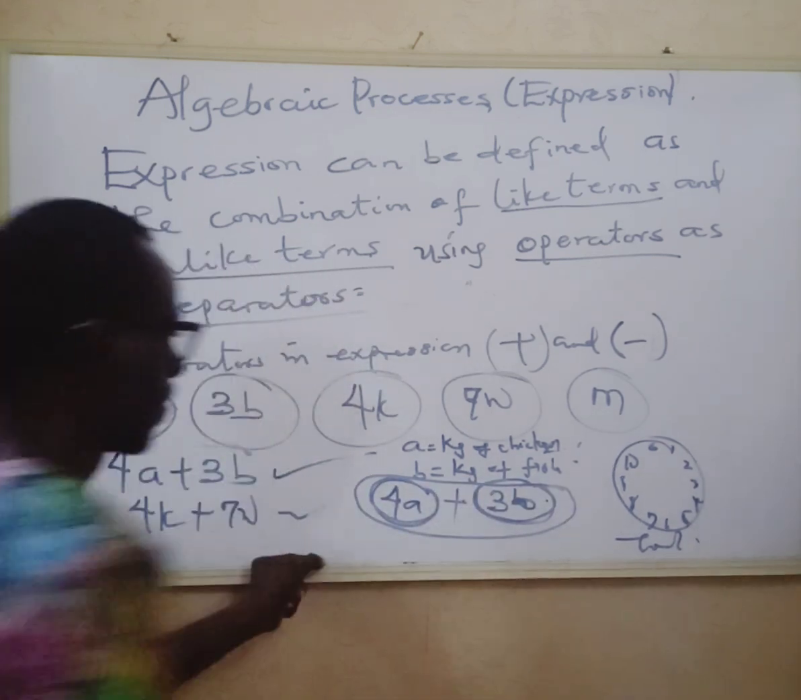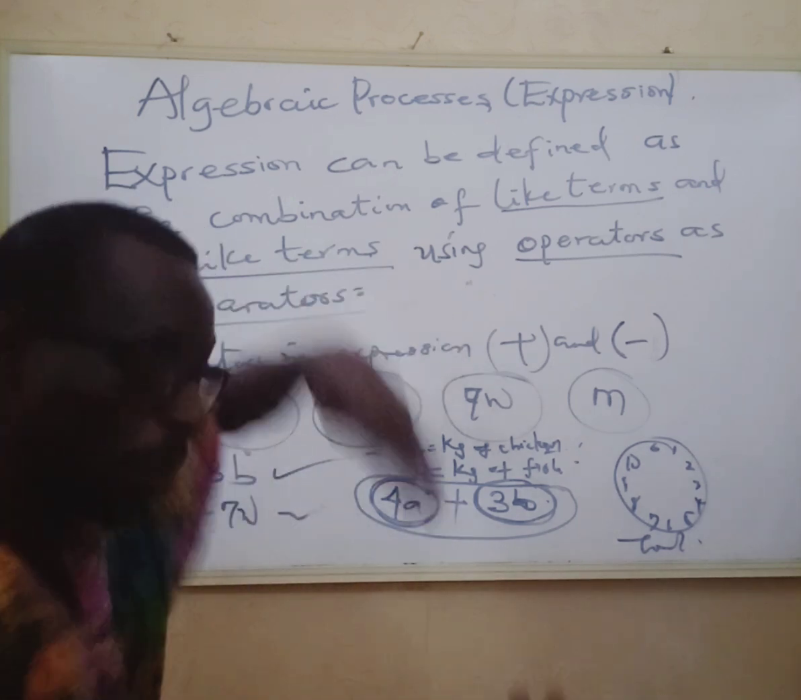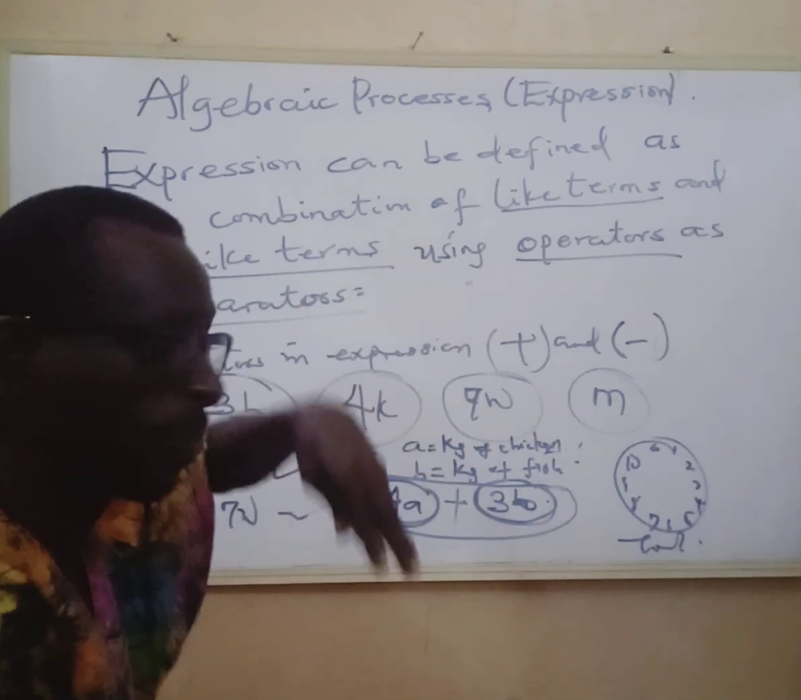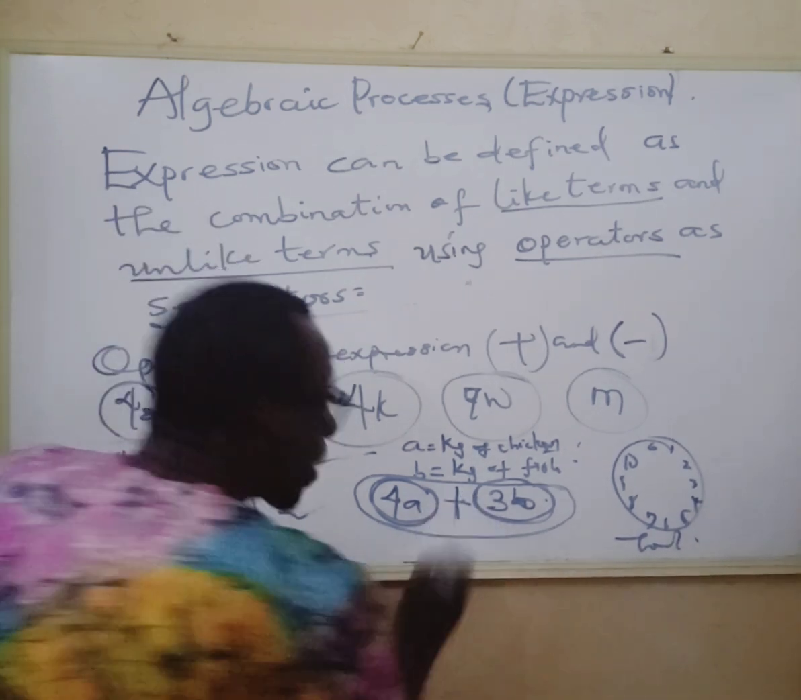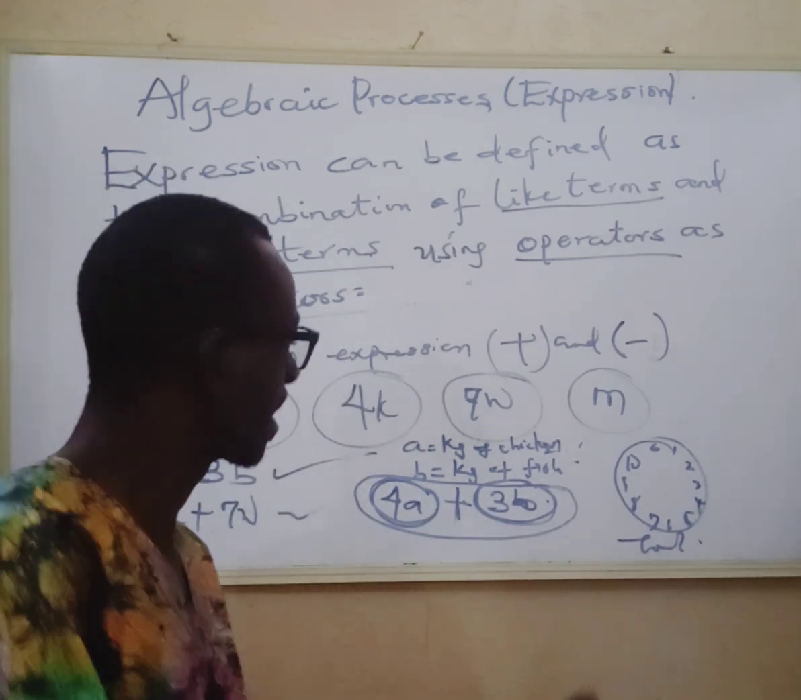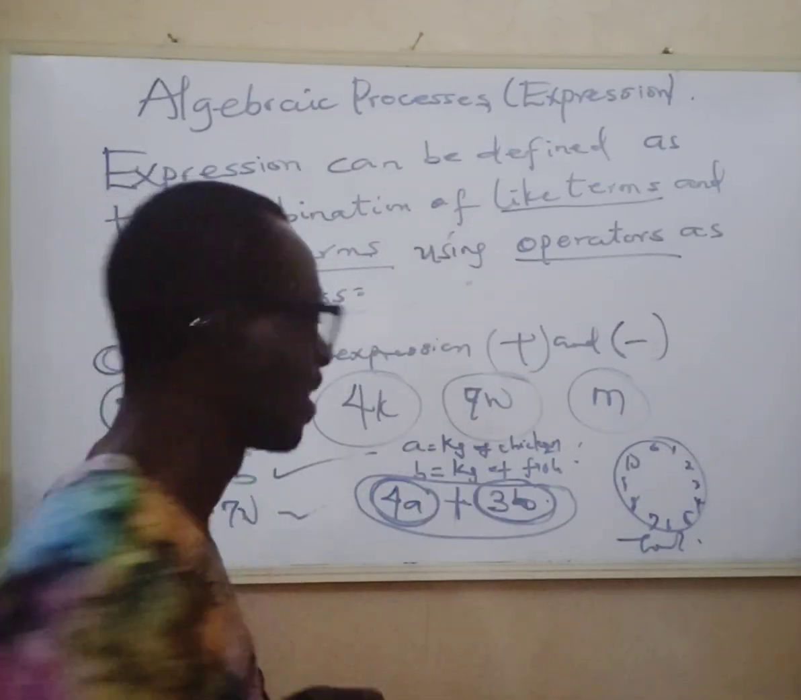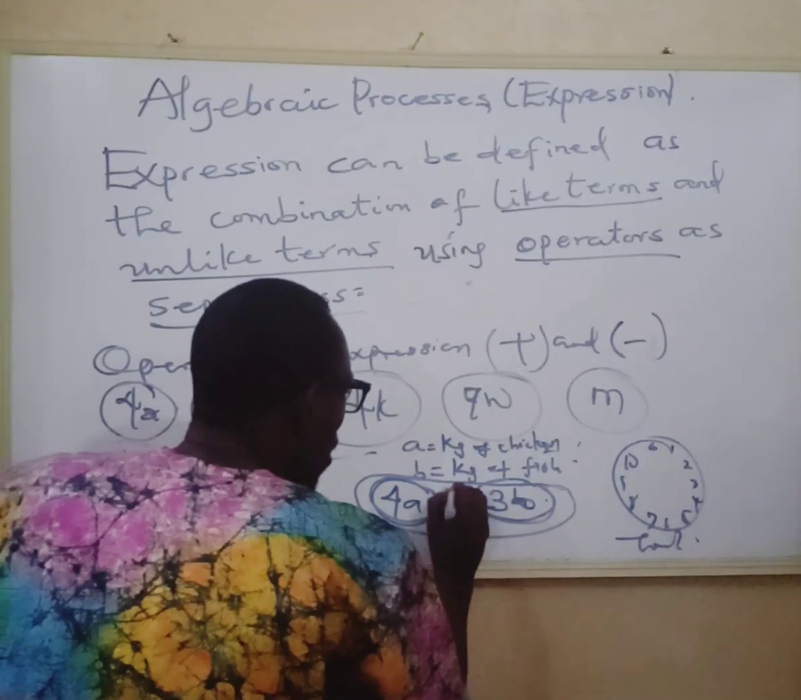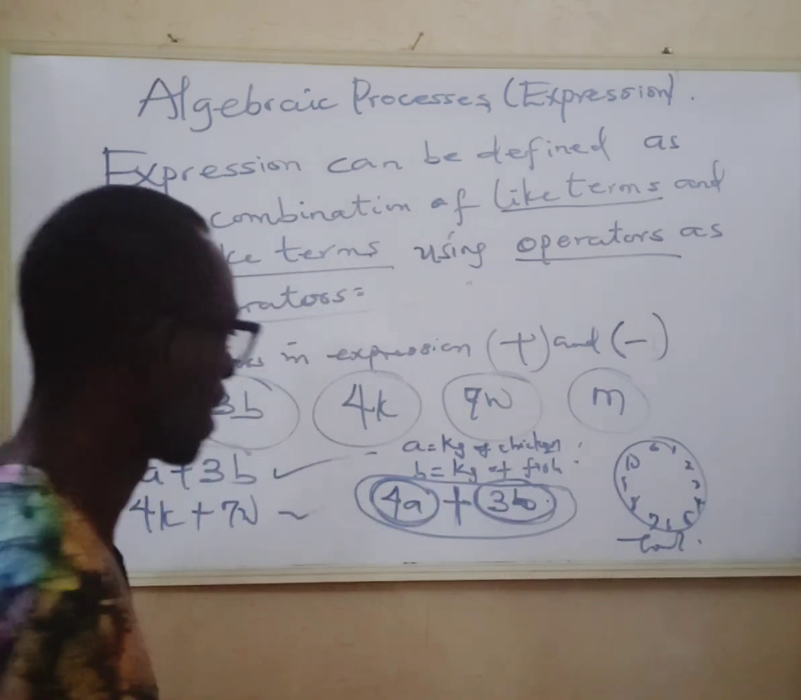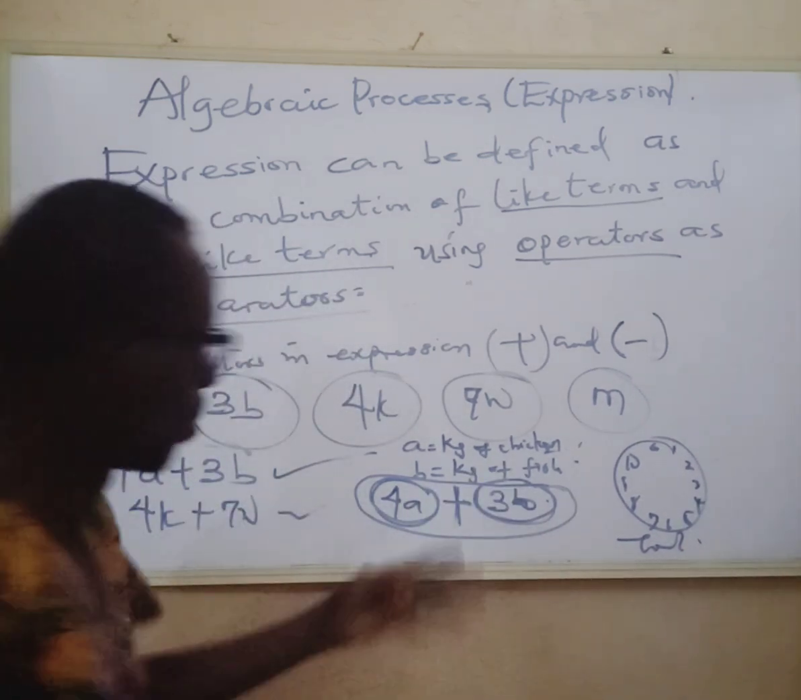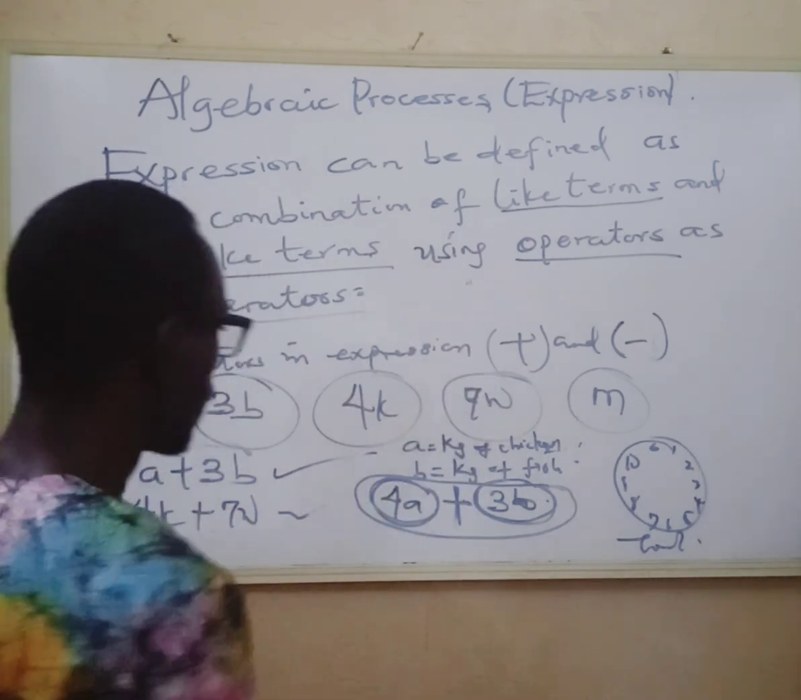And there is always a space in between the nylon of the fish and the nylon of the chicken. That space is acting like a separator between the chicken and the fish. That separator, in this form, is the operator that is acting like a separator in between the nylon of the fish and the nylon of the chicken.